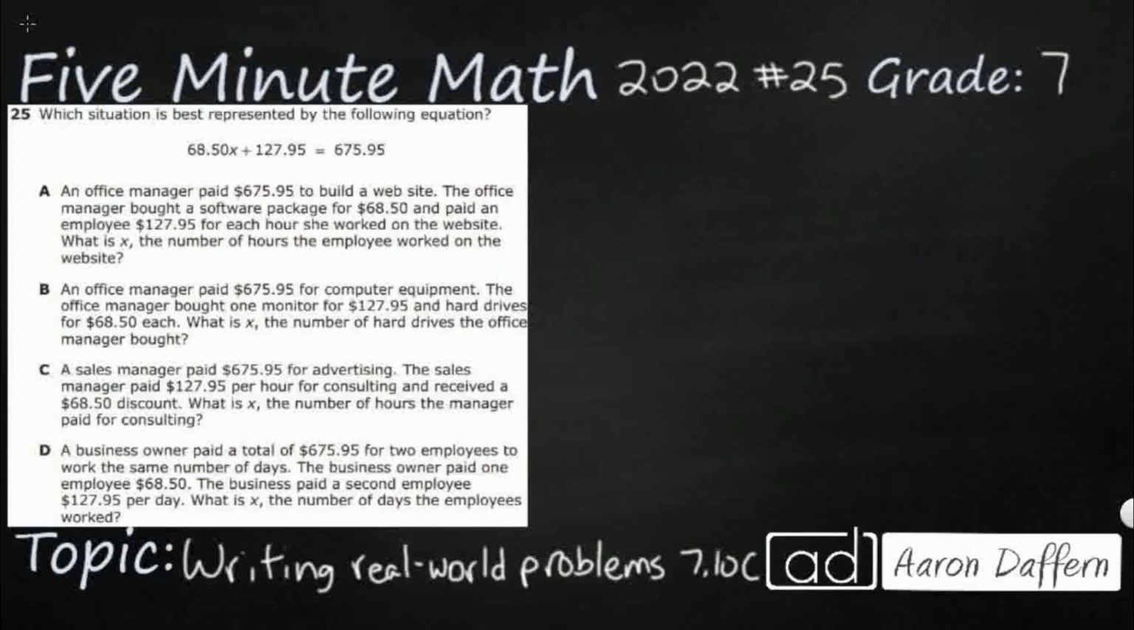So we've got this situation here, 68.50x plus 127.95 equals 675.95. We need to match that to one of these problem situations. So let's just start with A.